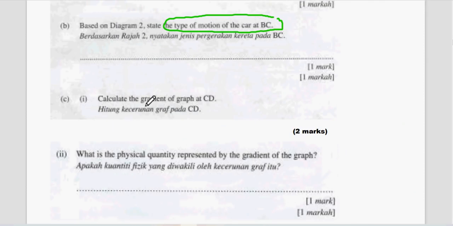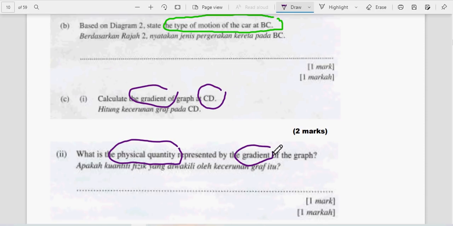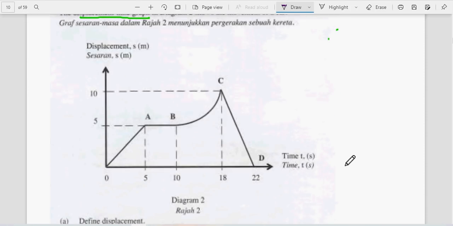Okay, next question. Calculate the gradient of the graph at, see, focus, CD. Then they ask you, what is the physical quantity represented by the gradient of the graph? Okay, so now you know the gradient of the graph, look at the unit, meter divided by the horizontal axis, meter per second. So the gradient of the graph represents velocity, alright, remember that.